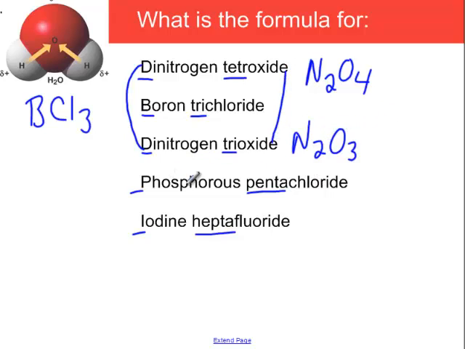All right, phosphorus pentachloride. No prefix in front, so we assume it's just 1, P, and then penta's 5, Cl5. And finally, iodine, no prefix in front of it, so it's just I. Fluorine is changed to fluoride, and hepta means 7, so it's IF7. So these guys, I really like covalent compounds. I love having those prefixes there because I don't have to worry about charges. I don't have to worry about crisscrossing them. I don't have to worry about Roman numerals or anything crazy like that. It's just whatever those prefixes are, that tells me how many of each element I have.